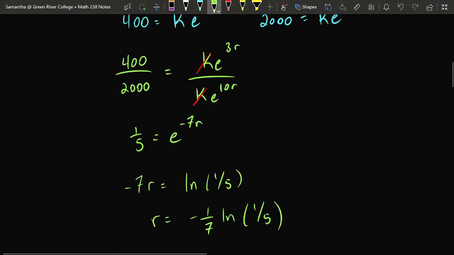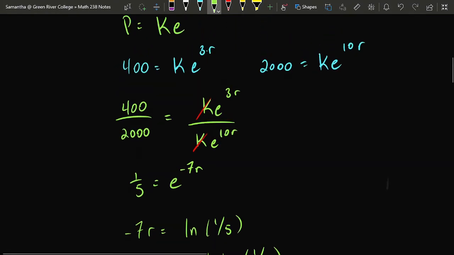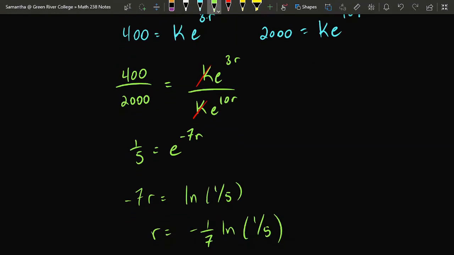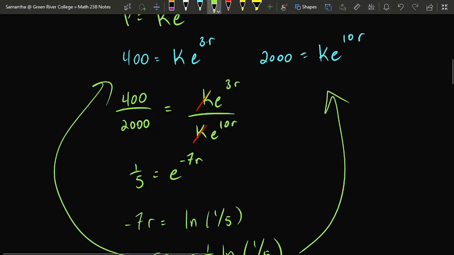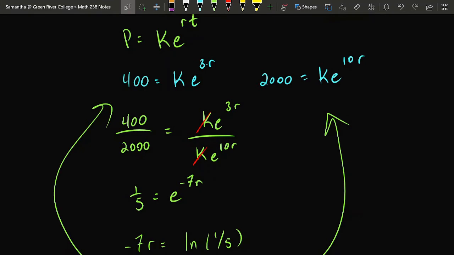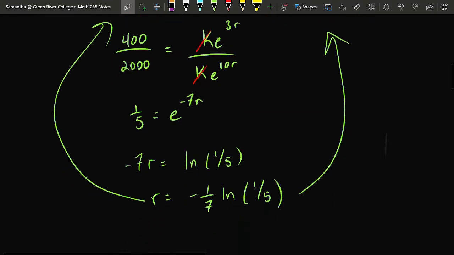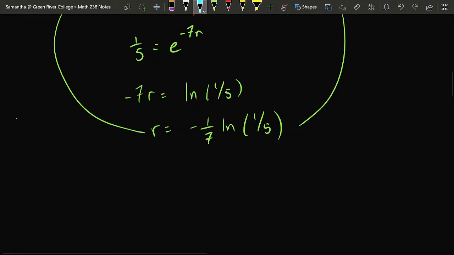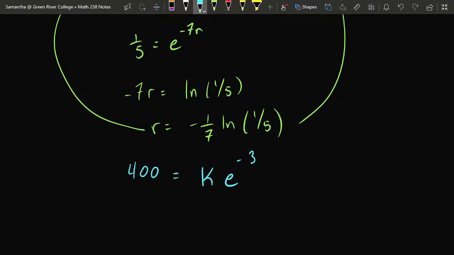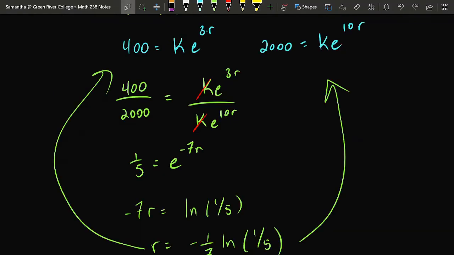Now that I've found the value of r, I can plug that number into either one of these two given equations to eliminate the unknown r from those equations and leave the single unknown k. Now you can use either one you want. I might just decide to use the left one arbitrarily. 400 is equal to k e to the -3 times 1/7 natural log of 1/5, -3 because of 3 times r.